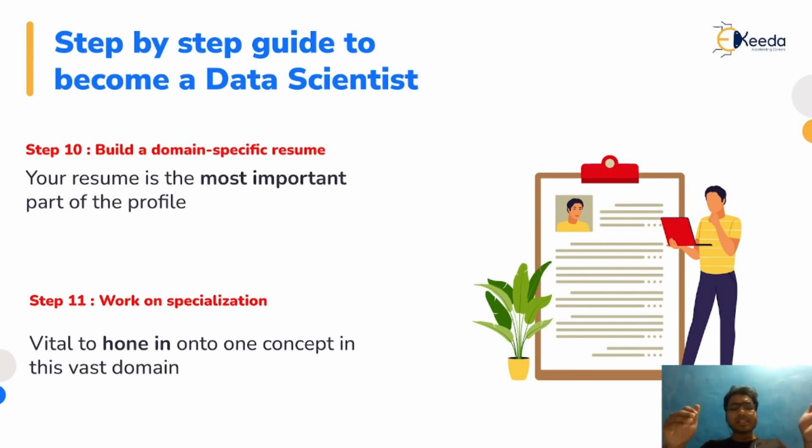Okay, then step 11 would be working on specialization. As I said, in the field of data science also there are three or four different branches. After certain years, you should be able to identify what exactly your skill set is, and in which branch you can do better. So you should go for specialization after that. At the initial level it is fine that you have worked on mixed types of work, but after that you should be working on specializations in certain branches of data science. That is why it is vital to hone in on one concept in the vast domain.